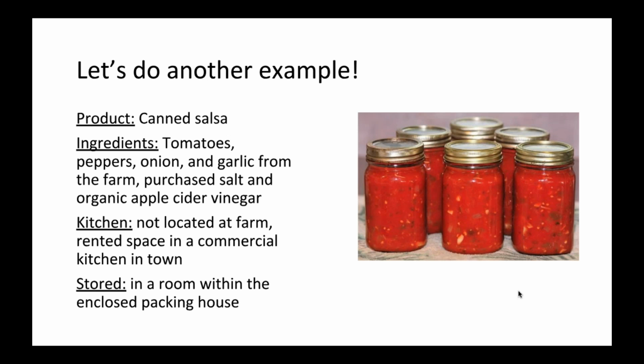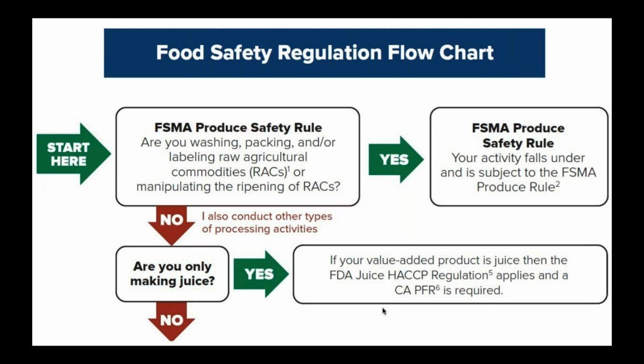So we're making our salsa in a kitchen that's not on the farm. It's a rented space in a commercial kitchen that's in town. And then we're storing our salsa in a room within an enclosed packing house. So we're actually storing the salsa in a different location from where we're producing it, which will be important as we work through this flow chart. So let's get started. So we're going to start at the same spot.